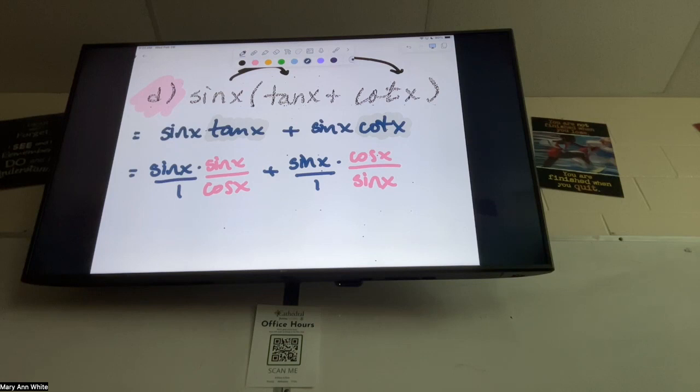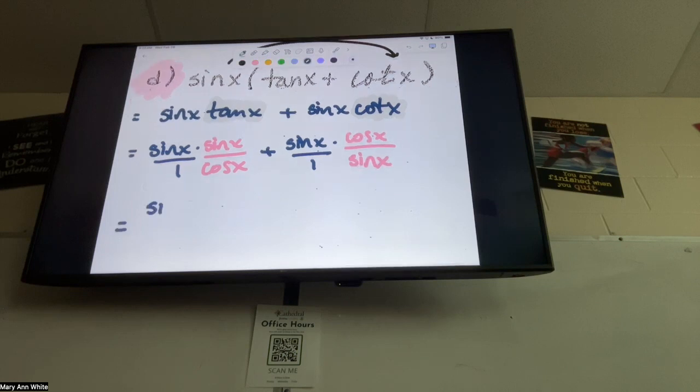In the first part, can I do any canceling here? Is there anything that crosses out? No, so we're just gonna combine it. We can multiply sine times sine. What's sine times sine? Sine squared, good. All over cosine.